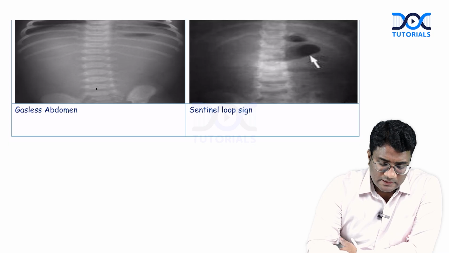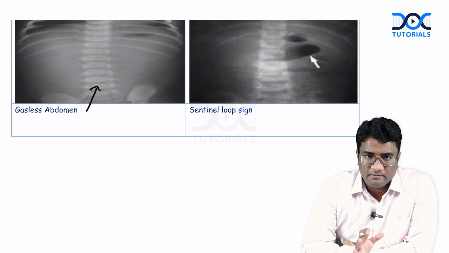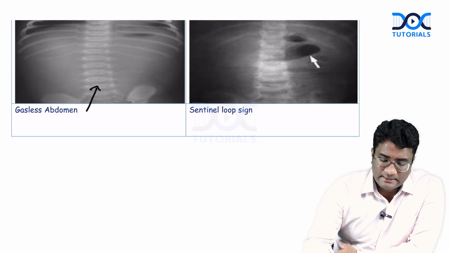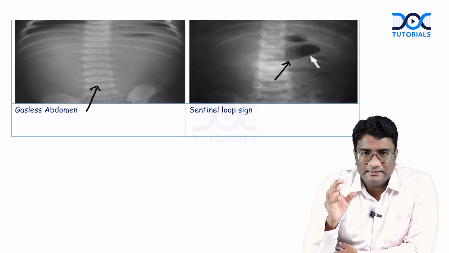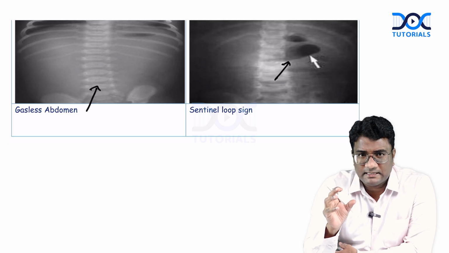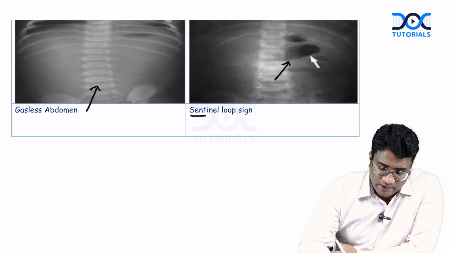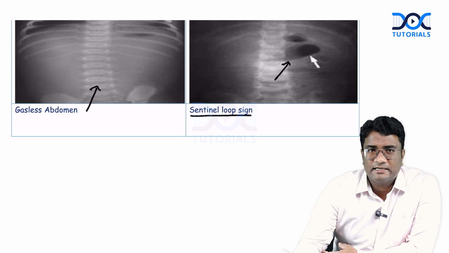Look here, this is what is gasless abdomen. You are taking abdominal radiograph, you are not seeing any gas bubbles. This is gasless abdomen, suggestive of acute pancreatitis. And these are the small bubble loops which are dilated, which are not undergoing peristalsis adjacent to the area of pancreatitis. So, this small bubble ileus adjacent to the area of pancreatitis, this is called as sentinel loop sign.